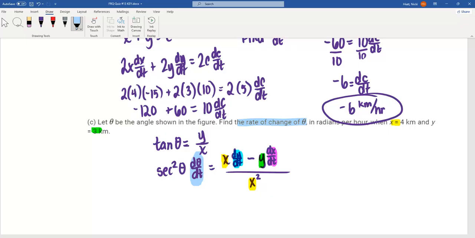But what do I not know? I do not know theta, which is not our easiest to find right here. But what you want to do here is you don't actually want to find theta. You want to find secant of theta. So what you can do here is you know that this bottom side right here is 4. You know this side right here is 3.